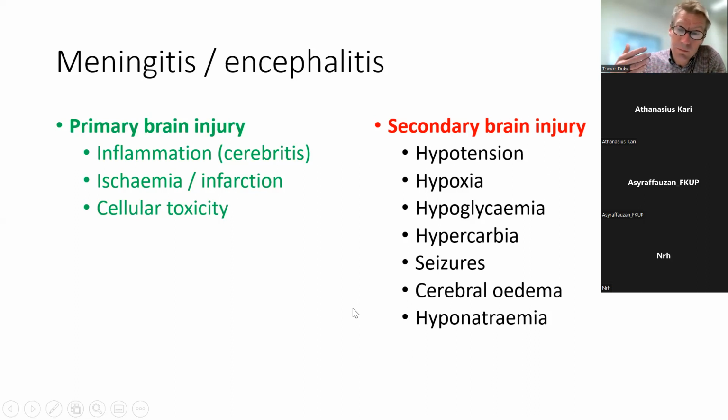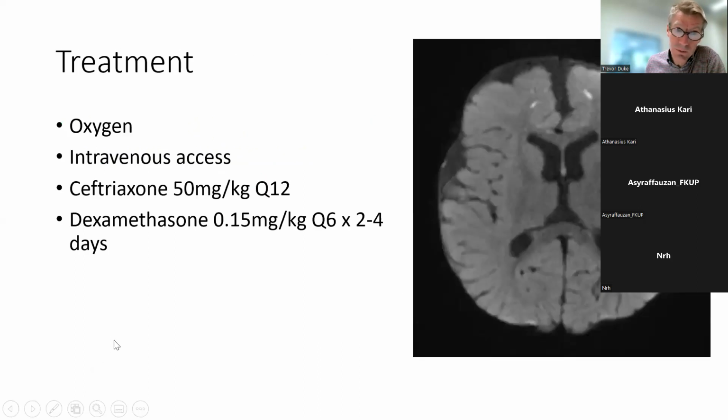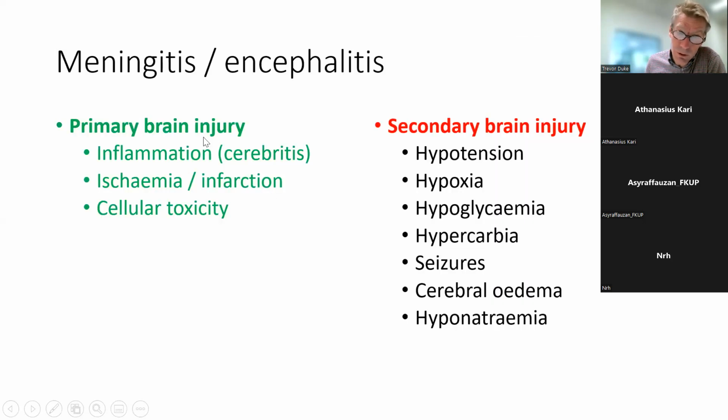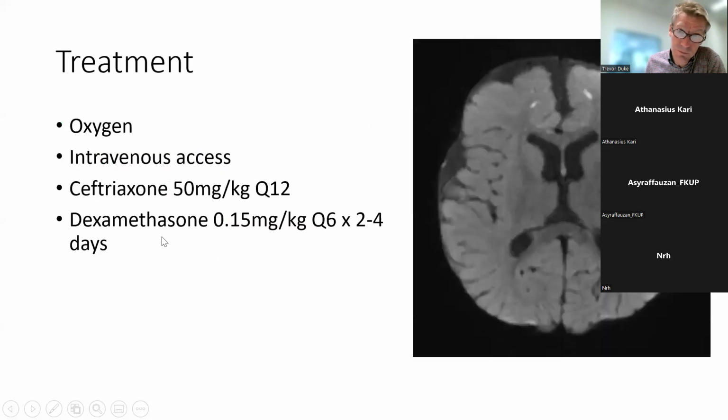And so the management of children with meningitis should be both the giving of antibiotics, but also the management of secondary brain injury. So this child's treatment was oxygen, establishing intravenous access, ceftriaxone for meningitis. And because of inflammation of the brain, then dexamethasone or prednisolone, a steroid, can be of benefit as well. And many young children like this child, 7 months of age, with pneumococcal meningitis, the most common sort of meningitis, can benefit from having steroids.